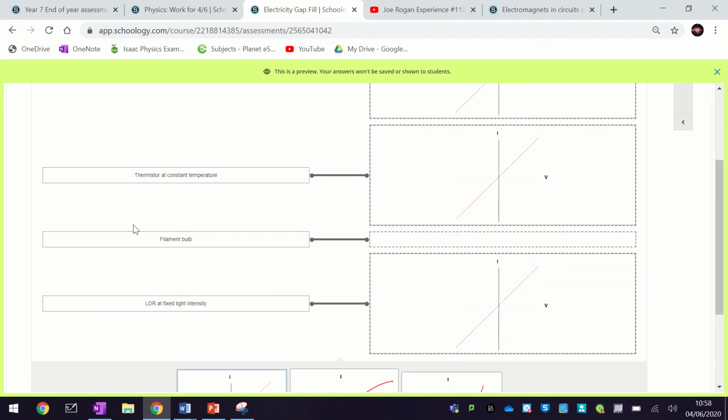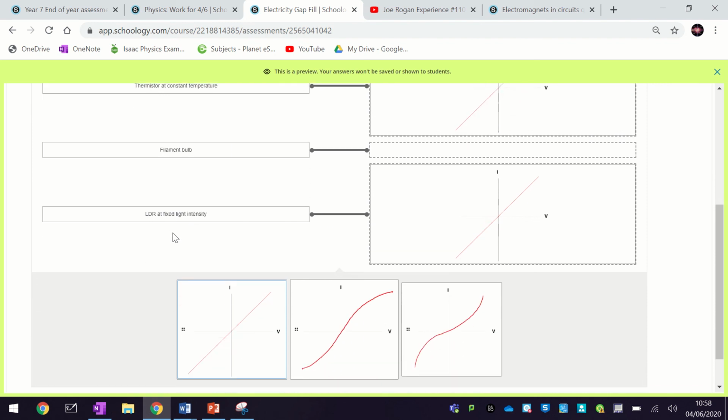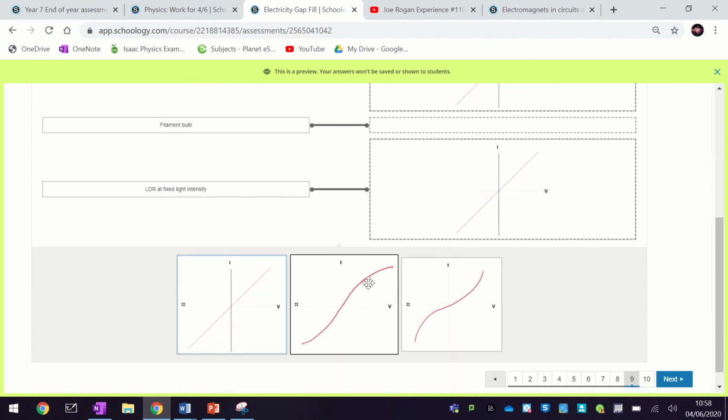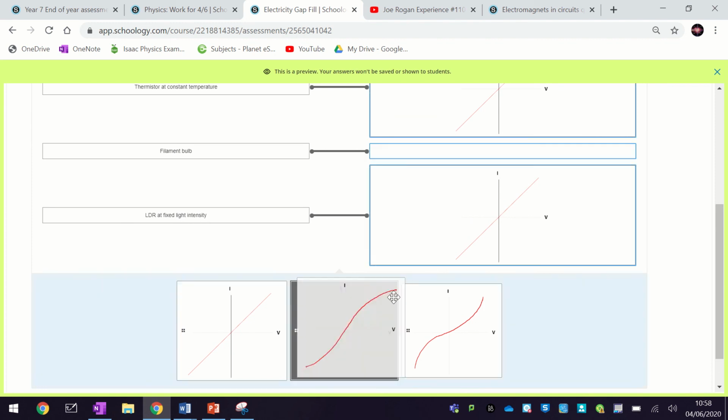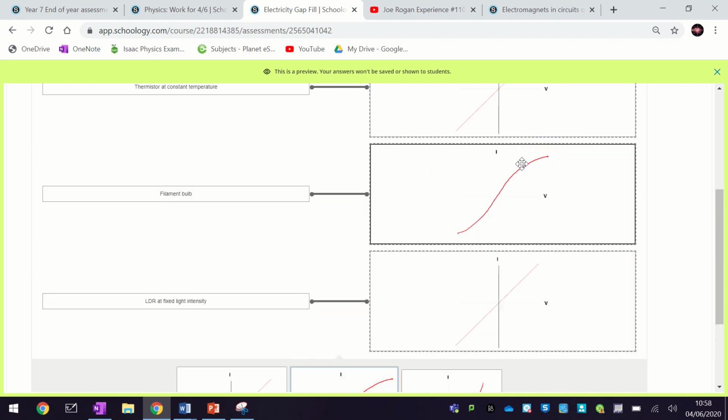The only one where the resistance changes is a filament bulb, because at larger currents and potential differences, it gets hotter, which means its resistance increases. So we need this graph. This one shows that at higher potential differences and currents, the resistance has actually got bigger. So that's our filament bulb graph.